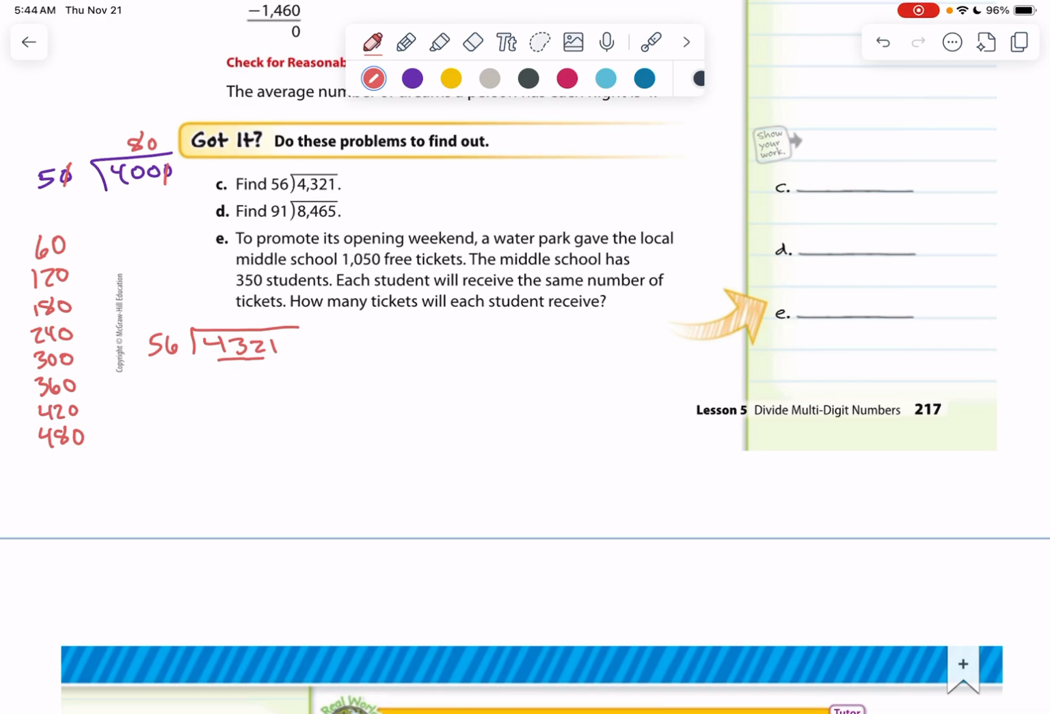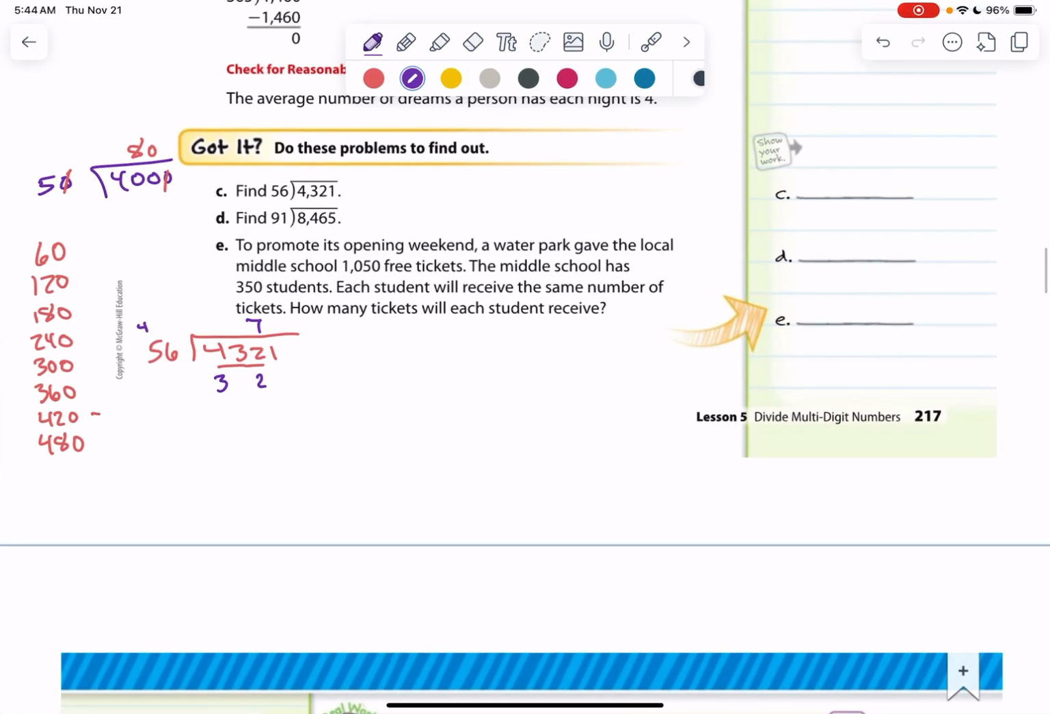Okay, so maybe this 42, that's 7. My number is actually a little bit less, so I feel confident that that could work. Okay, so let's try it. 7. 7 times 6 is 42. 7 times 5 is 35 plus 4 is 39.